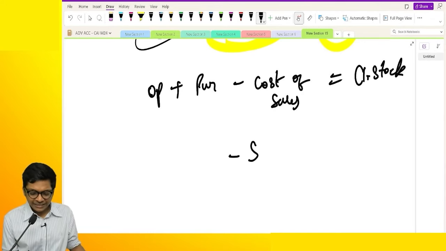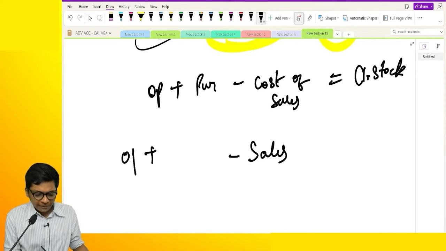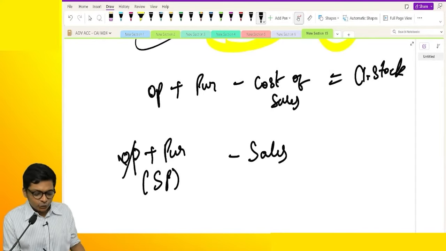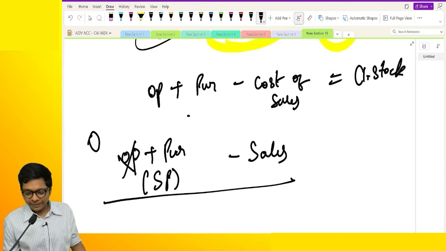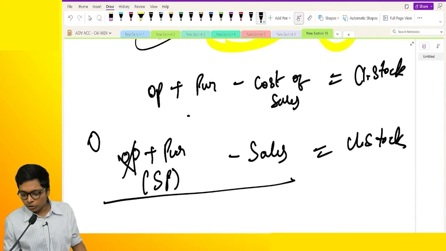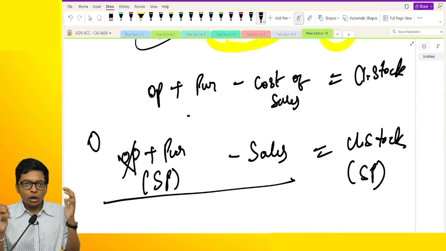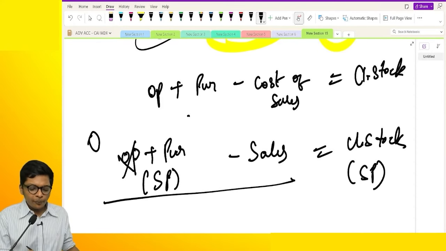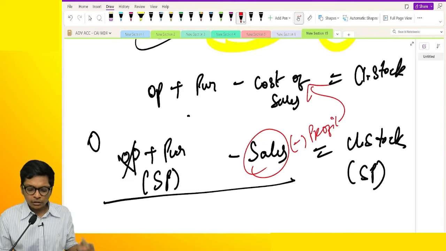Or if you do sales minus, then opening stock plus purchase should be at selling price. Remember this sum? We took purchase at sales price, assuming opening stock was 0. I took purchase at selling price. If everything is at selling price, then my closing stock will also be at selling price. However you make the equation, all the terms should be comparable. Everything at selling price or everything at cost. Or if you know the profit percentage, on this you minus profit, you will find cost of sales.